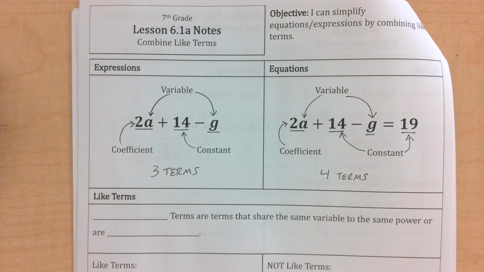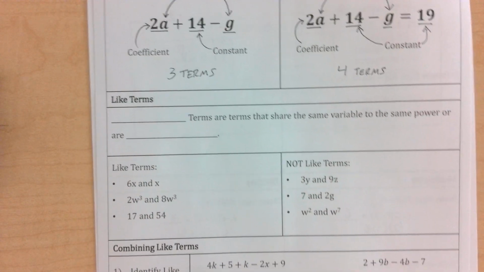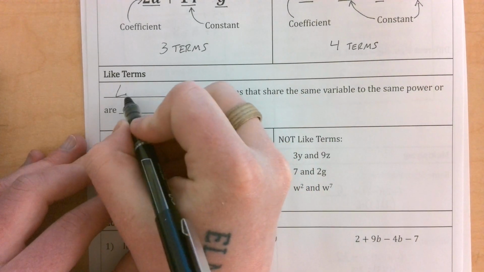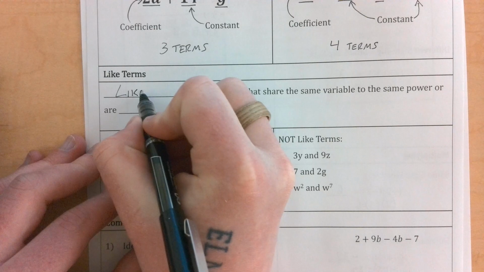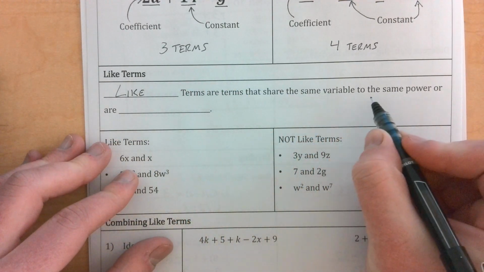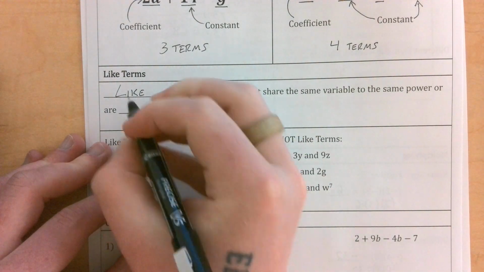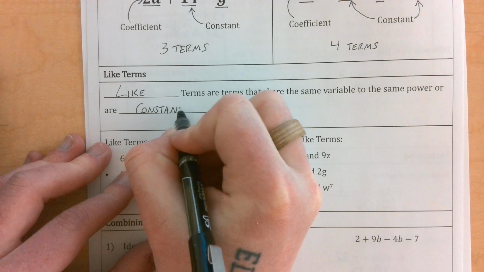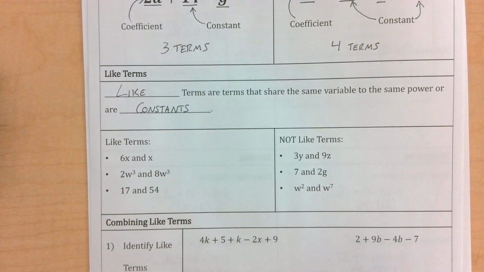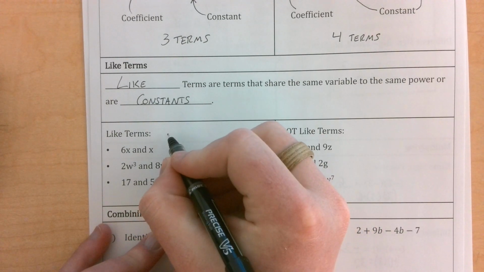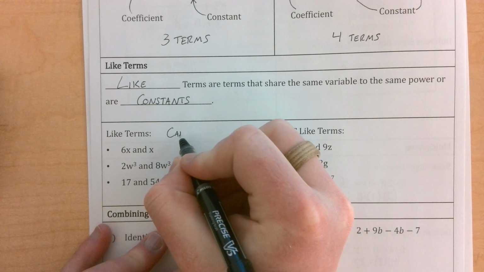All right, so this lesson is about combining like terms. So let's talk about what that means. What are like terms? Like terms are terms that share the same variable to the same power or are constants. I've got some examples of things that are like terms and some examples of things that are not like terms. Like terms are things that can be combined.